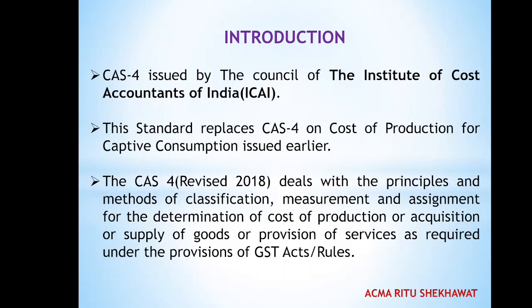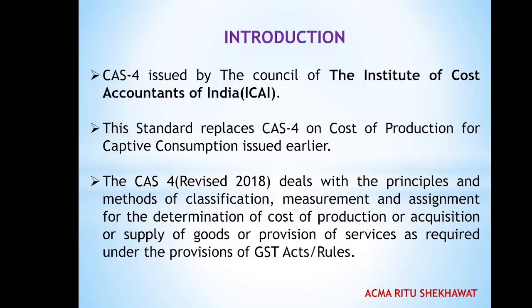As you know, with effect from 1st March 2019, the name of the cost accounting standard has also undergone a change. The last cost accounting standard was named CAS on captive consumption. This cost accounting standard is named CAS on cost of production, acquisition, supply of goods, provision of services.